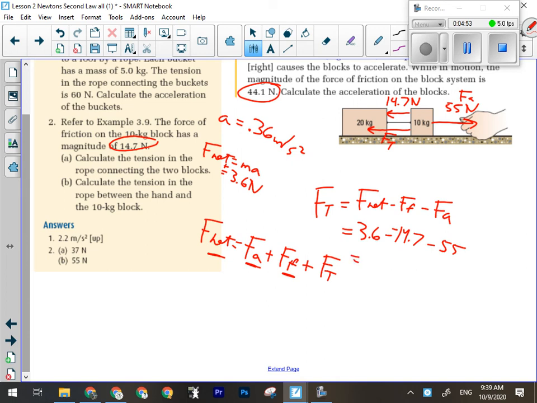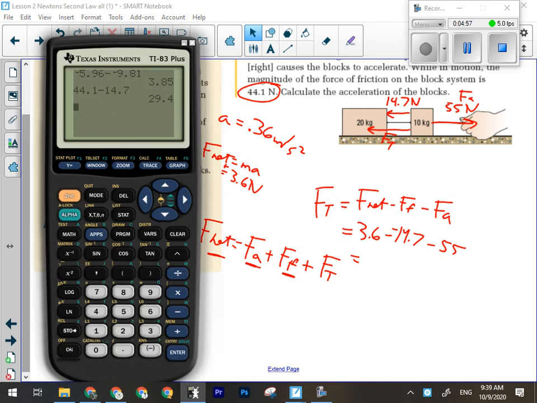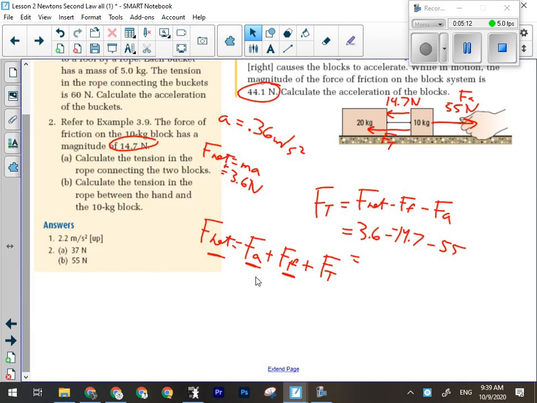Okay, so when I do this, I'm going to get 3.6 minus negative 14.7 minus 55. All right, so I get negative 37 newtons. Everybody all right with that? That's the answer they got, except they didn't put negative on it, right?